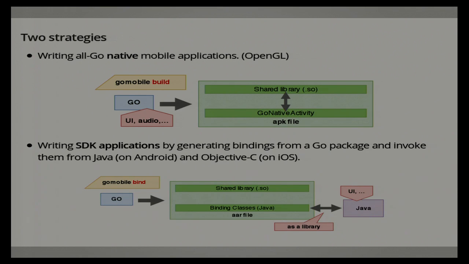To develop a mobile app, we have two ways to do it. With Gomobile, we have the Gomobile build command, which will write a all Go native application, which is only Go code. It's also called a native application usually, and it works based on OpenGL bindings.